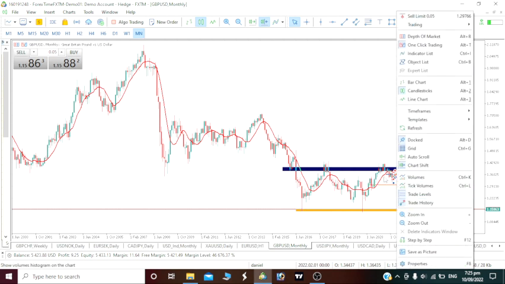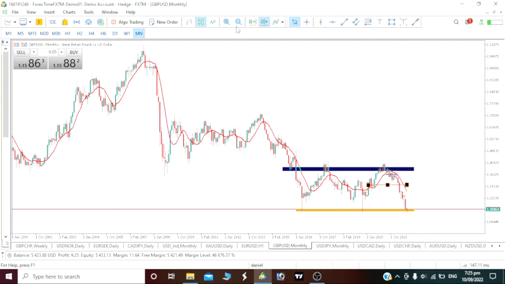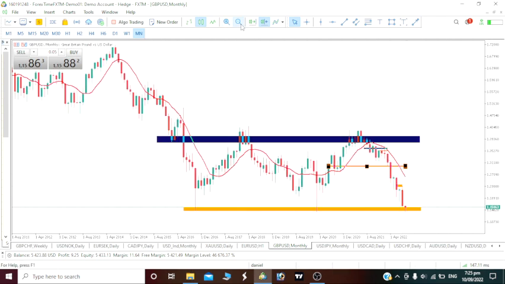Now next one we have is our GBP/USD. Let's see it this way. GBP/USD, we will start with our monthly time frame.